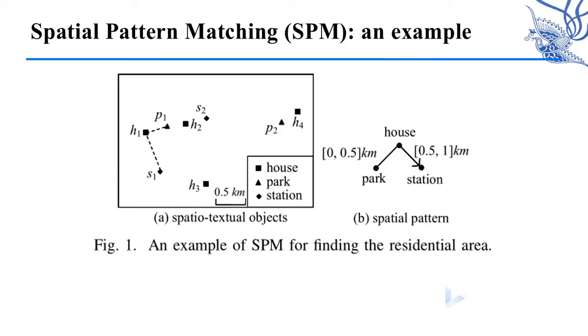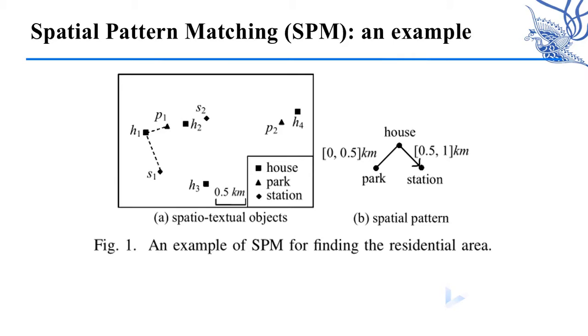Let's consider the example in Figure 1. To find a residential area, a user may prefer a house, a park, and a station, where the park should be very close to the house, while the station should be close but not extremely close to the house, so that she can take buses conveniently but without suffering from loud noise and massive crowd in the station. Such requirements can be expressed as the spatial pattern in Figure 1b.